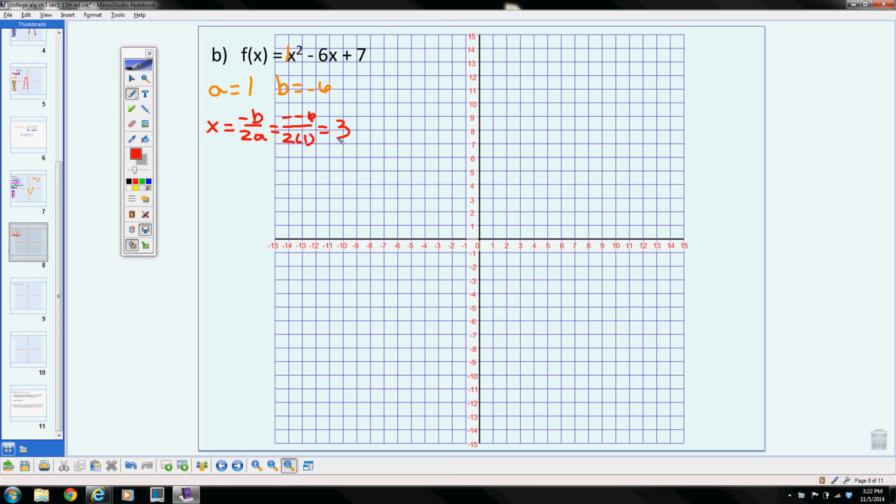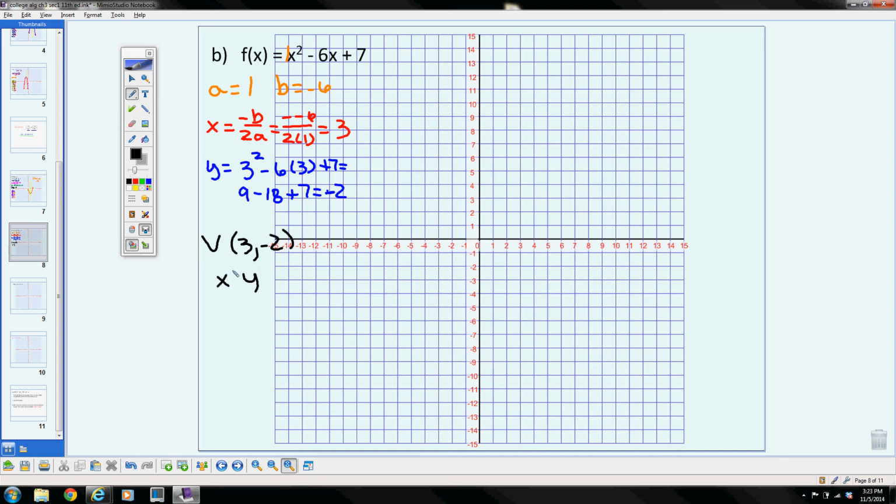Now, to get my y value, I'm going to take that 3 and plug it into the original equation. So that's going to be 3 squared minus 6 times 3 plus 7. Okay, so 3 squared would be 9. 9 minus 18, 6 times 3 is 18. Negative 9 plus 7 gives me negative 2. So for my vertex, my x value is 3, my y value is negative 2.